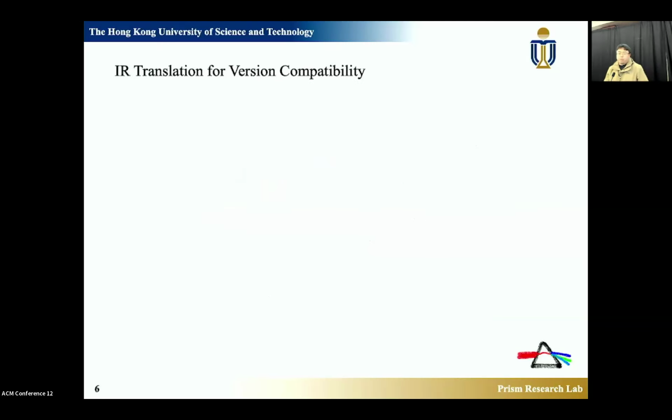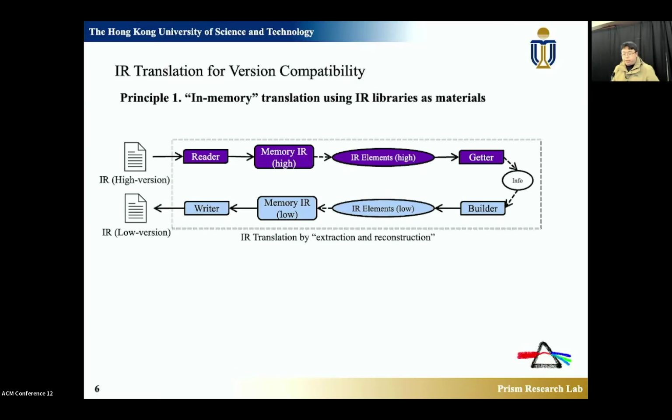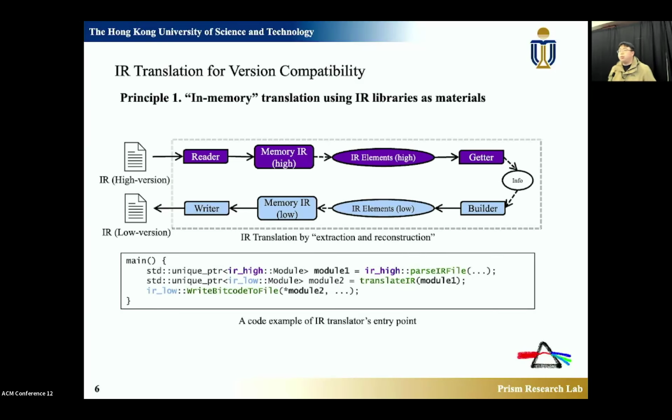So based on such findings, we propose two important principles to achieve the IR translation. Specifically, we conduct in-memory IR translation, utilizing the IR APIs such as the reader, getter, builder, and writer to bridge two ecosystems of IR versions. For example, in this code, we show the entry function of IR translators for two different versions. Specifically, we first need to parse some elements from the high version of IR and then translate it. And finally, we dump the low version of IR code to the disk. So what we need to do is just to synthesize the second part, which is the translate IR function.